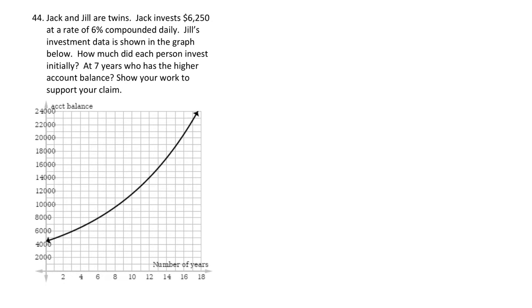All right, Jack and Jill are twins. Jack invests $6,250 at a rate of 6% compounded daily. Jill's investment data is shown in the graph below. How much did each person invest initially? At 7 years, who has the higher account balance? And show your work to support your claim. So let's look at Jill's investment data. Her initial amount deposited is there, which is just over $4,000. So Jack invested more.